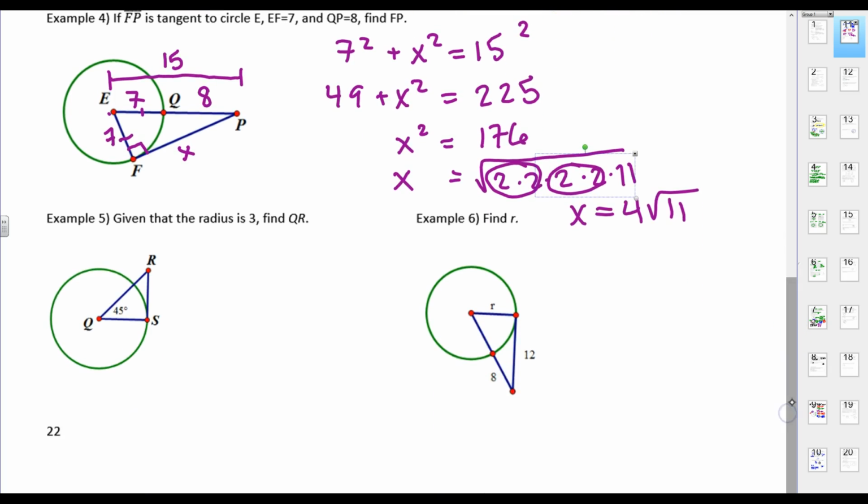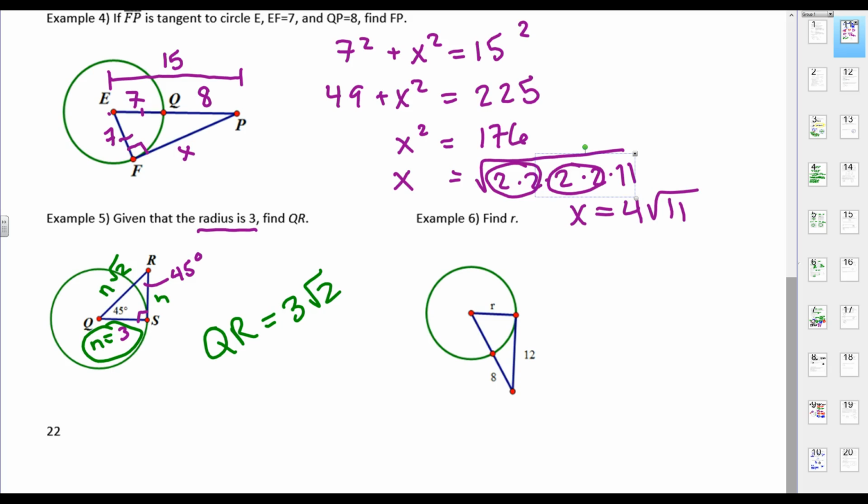All right. Let's take a look at another example here. Now I have a radius of 3. My radius is 3, so this side here is 3. And I want to find QR. Well, this is a 45-degree angle. This is 90, so this guy must also be 45 degrees, which means this is a 45, 45, 90 triangle. So my side lengths will follow the n square root 2 pattern. I know that n is 3, therefore QR must be 3 square root 2. That one's not too bad.